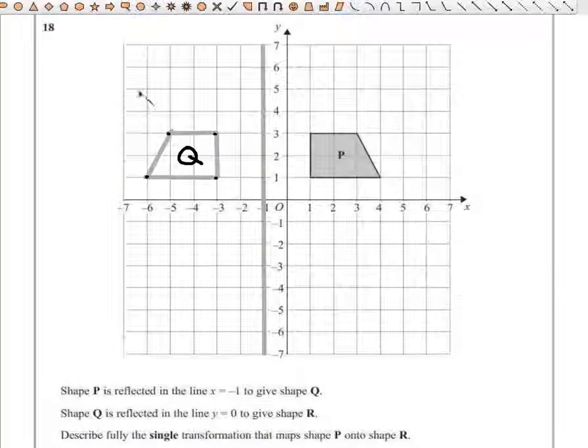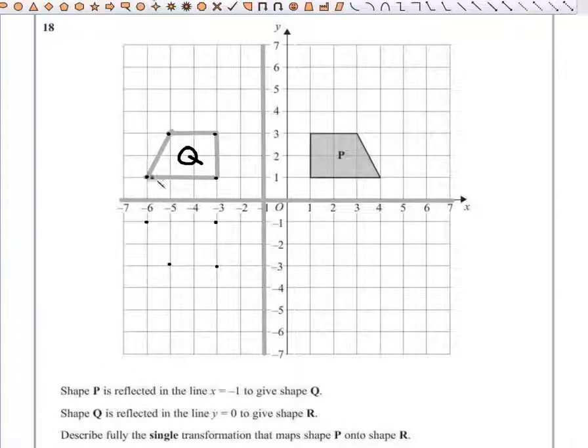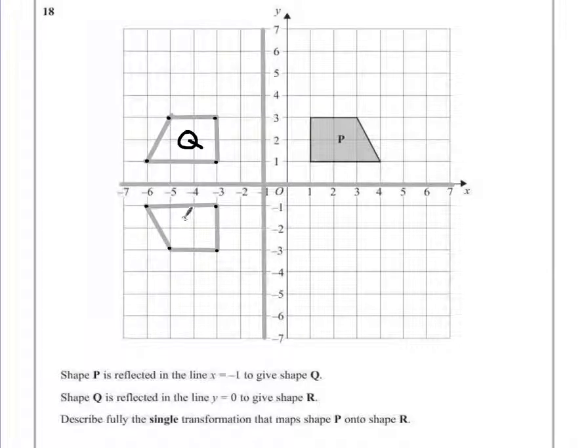The next step was to reflect this new shape on the line of y equals 0, which is basically our x-axis. All the points along there, y equals 0. So if we reflect Q, it turns upside down and is 1 square under the line instead of 1 square over the line. You could use tracing paper at this stage, or a mirror, to work out where the reflections would go. And this shape, we're told, is called shape R.